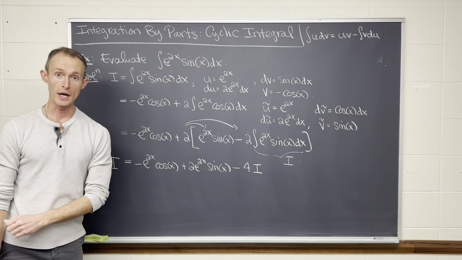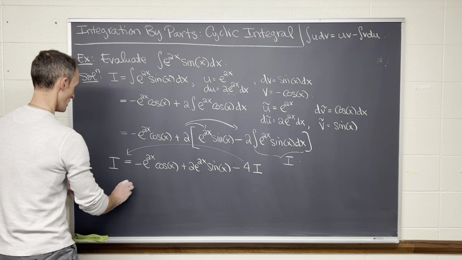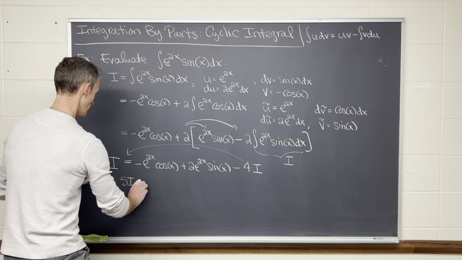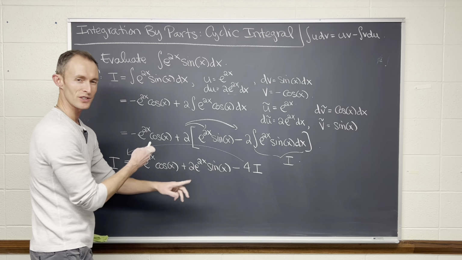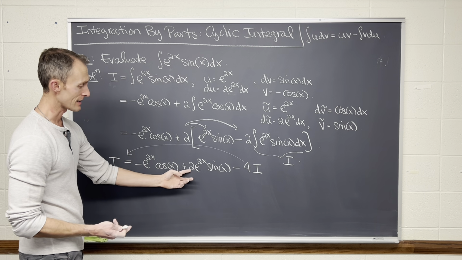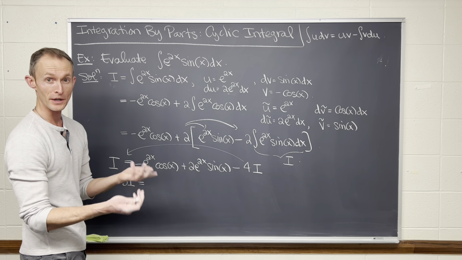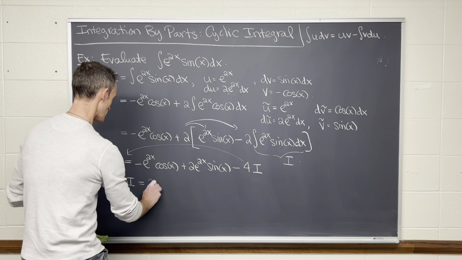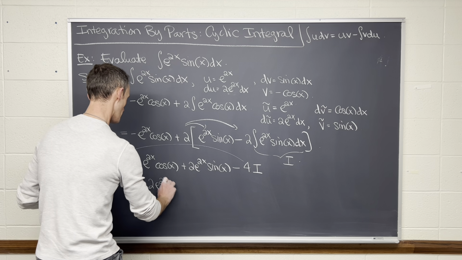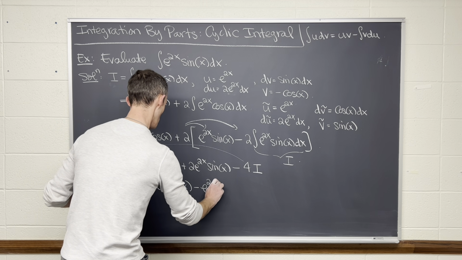Fantastic. Solve for I. All right, so I'm going to move this over. I'm going to get 5I equals, I'm going to switch the order. This is just a personal thing. I don't like having the first term have a negative in the front, and since this is a positive, I'm just going to switch their order. That's not like a fast rule, but it's very common.